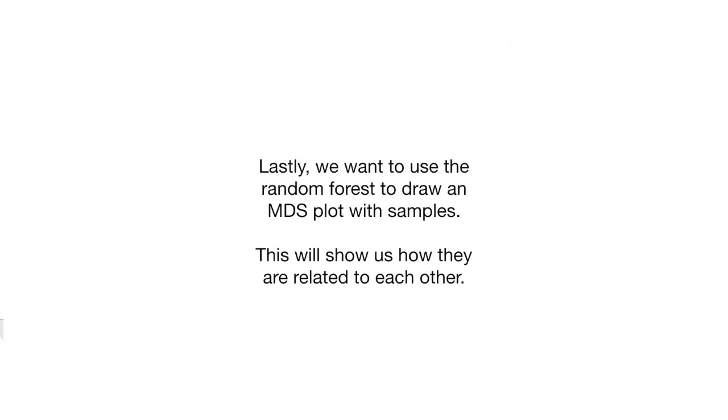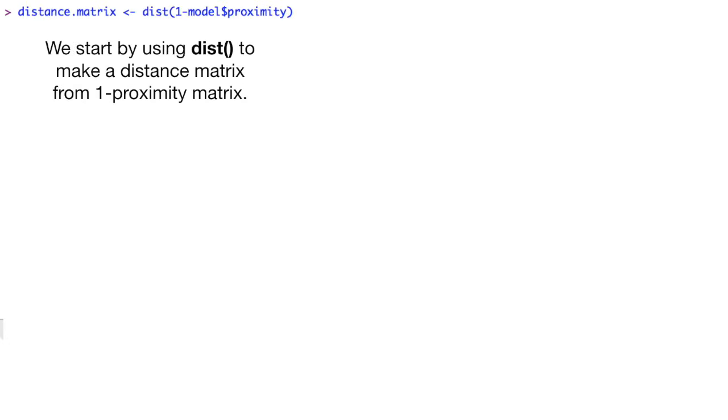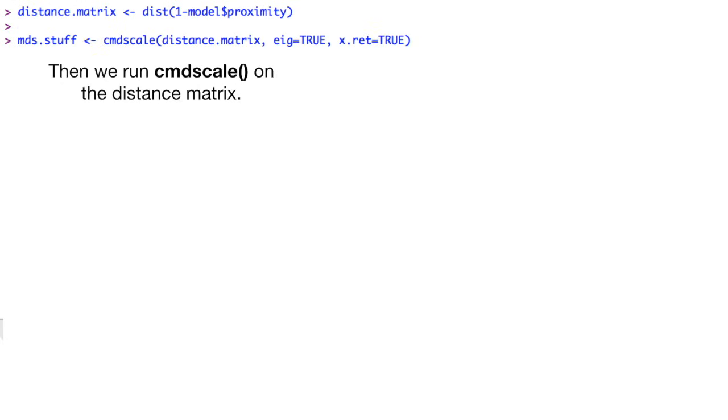Lastly, we want to use the random forest to draw an MDS plot with samples. This will show us how they are related to each other. If you don't know what an MDS plot is, don't freak out, just check out the StatQuest on it. We start by using the dist function to make a distance matrix from 1 minus the proximity matrix. Then we run cmdscale on the distance matrix.